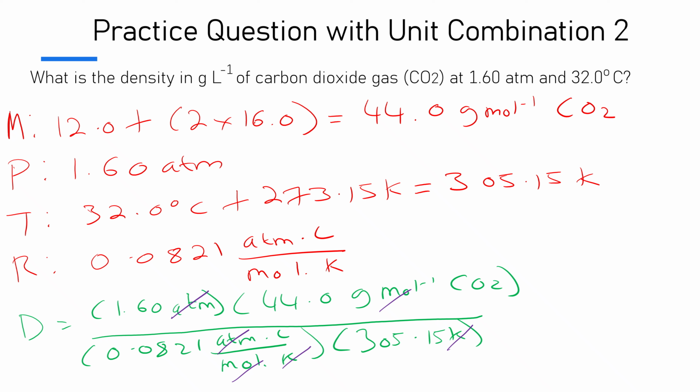So put that into a calculator. 1.60 times 44.0 divided by 0.0821 times 305.15, and we get an answer to three significant figures for the density of carbon dioxide under these conditions of 2.81 grams per litre.